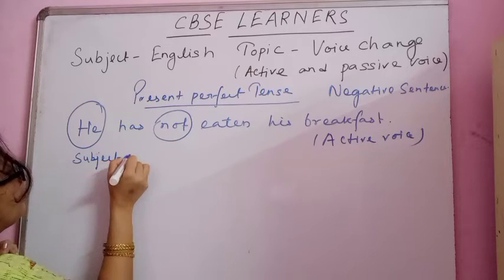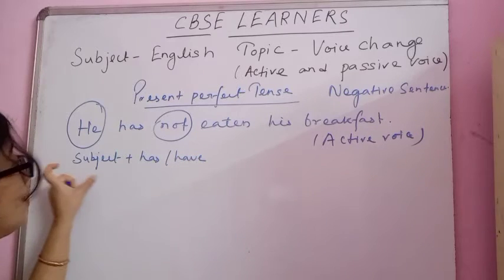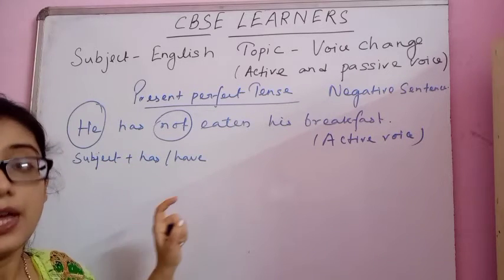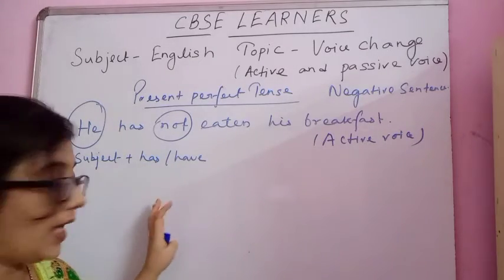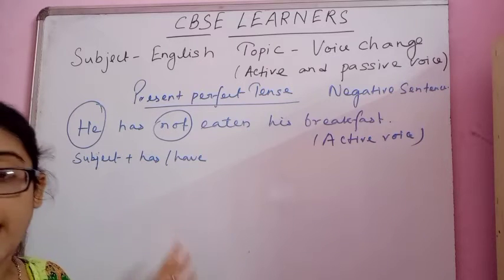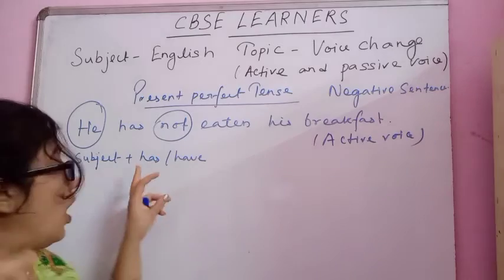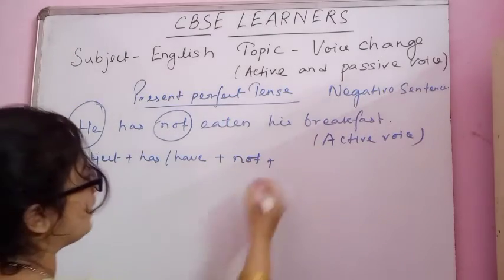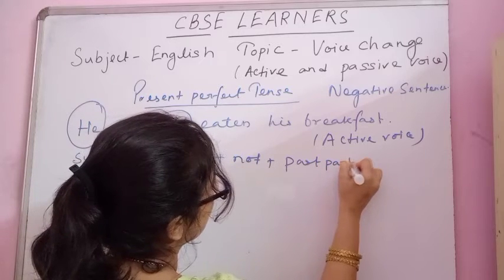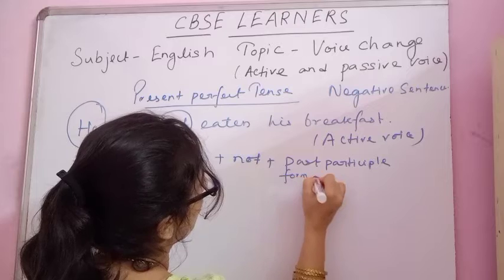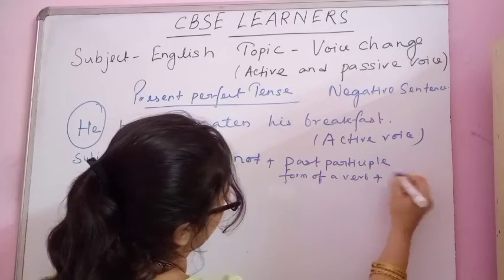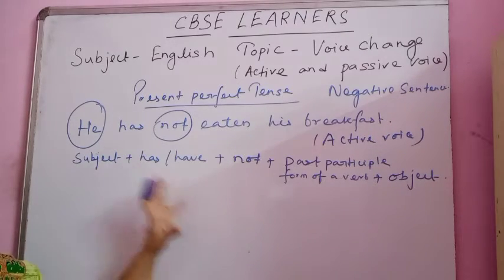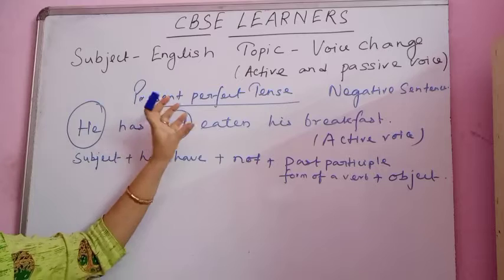Subject plus has or have depending on the subject. Always remember the auxiliary you are using will be has or have. It depends on the subject. If it is I, you, they, it will be have. If it is he, she or it or any singular name or noun, then it will be has. So here the extra we are adding is not, because it is in a negative sentence. And then it will come the past participle form of a verb plus his breakfast, which is the object. So this is the formula for active voice in case of present perfect tense in case of negative sentences.